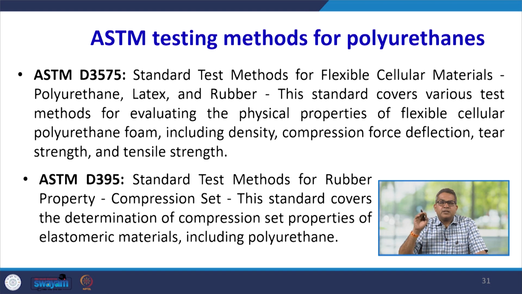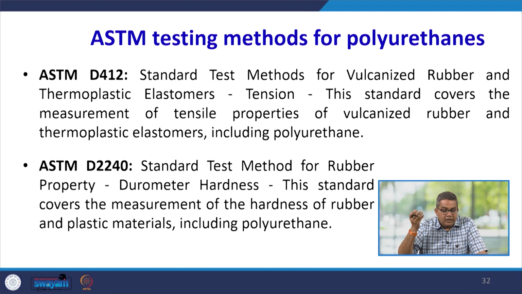Another test method is ASTM D395. This is the standard test method for rubber properties, the compression set. This standard covers the determination of the compression set properties of elastomeric materials, including polyurethane. Another test protocol is ASTM D412. This is the standard test method for vulcanized rubber and thermoplastic elastomers, tension. This standard covers the measurement of tensile properties of vulcanized rubber and thermoplastic elastomers, and this includes polyurethane.